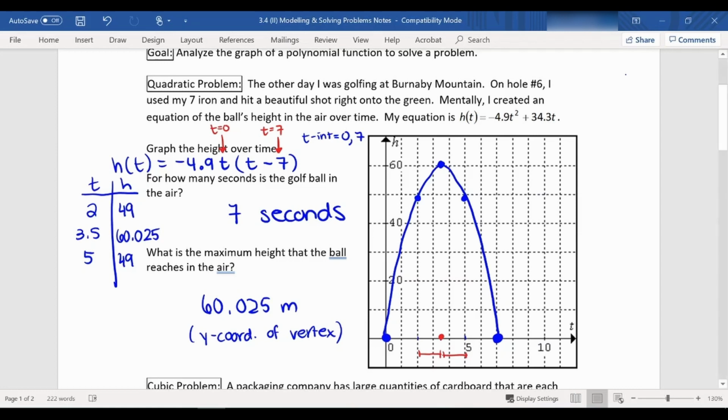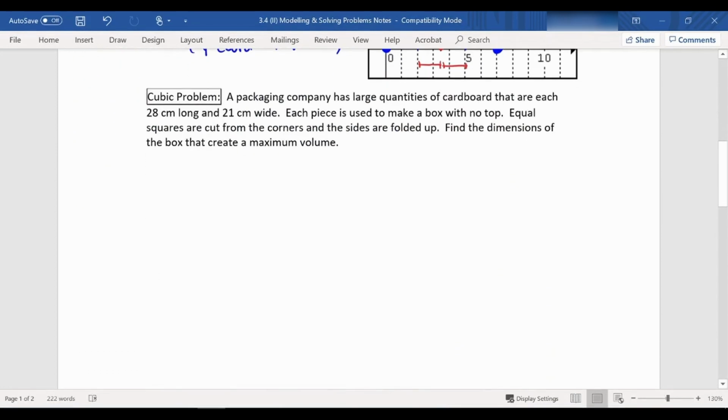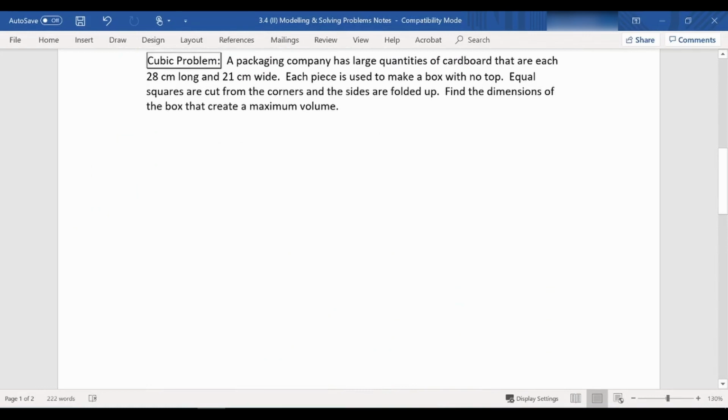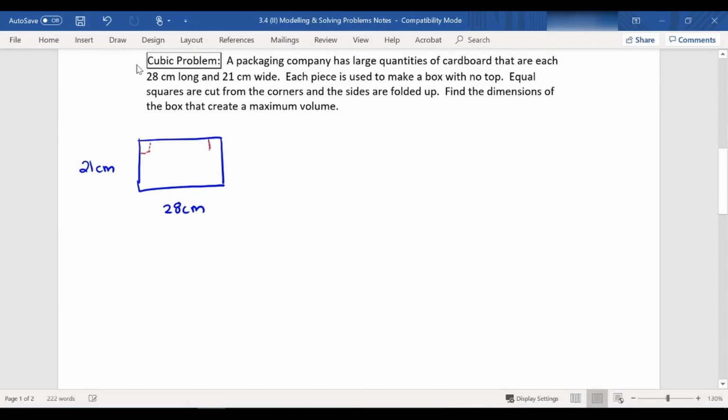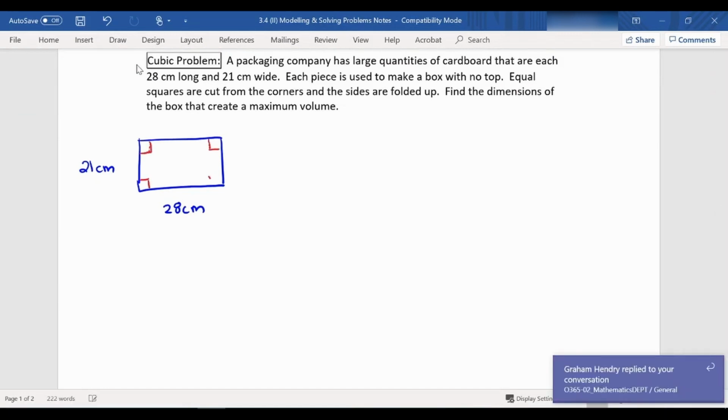So the next question is saying a packaging company has large quantities of cardboard that are each 28 centimeters long and 21 centimeters wide. So I find it helpful to draw myself a picture. So this is 21 centimeters wide and 28 centimeters long. Each box, or each piece, is used to make a box with no top. So equal squares are cut from the corners. You're going to cut these squares out of the corners.